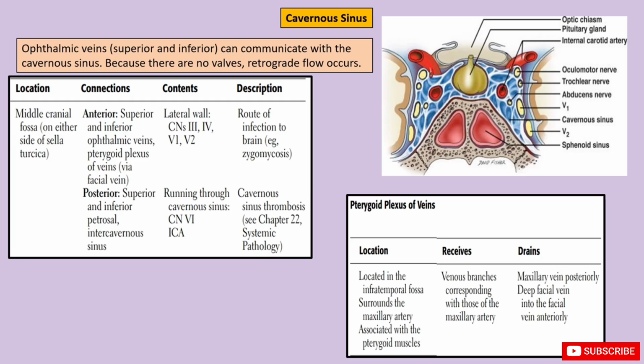Now this is the pterygoid plexus of veins. You should know the location, what it's receiving and draining. This is also an important topic.